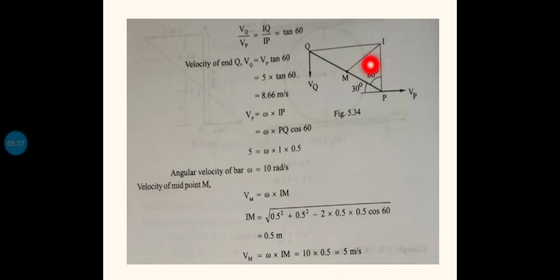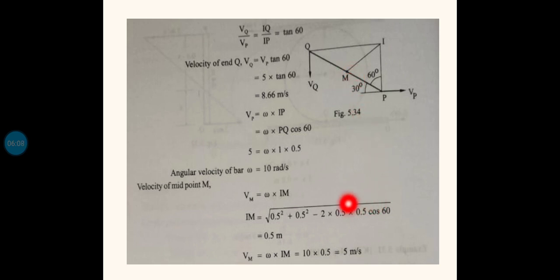So angle M is equal to angle I in this small triangle. This angle is already given as 60, so angle M plus angle I is equal to 120 degrees, that is 180 minus 60. So these two angles will also be equal to 60 degrees. So all the angles are equal, which means this is an equilateral triangle, so all the edges also will be equal. This is 0.5, this is 0.5, so IM also should be 0.5. That is one way of identifying the value of IM.